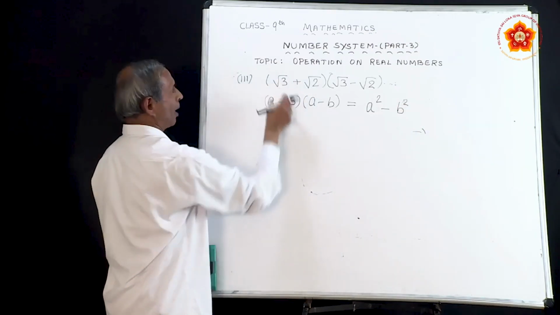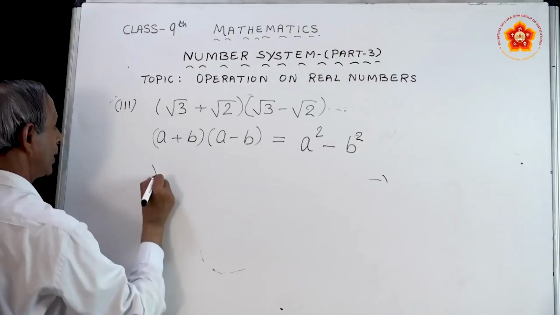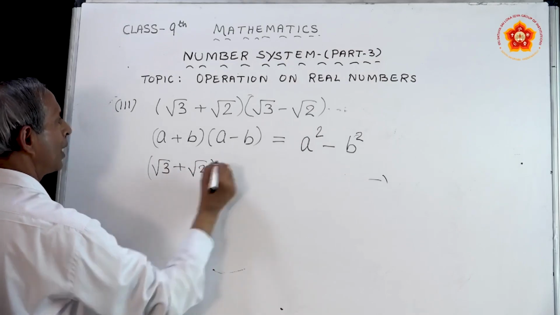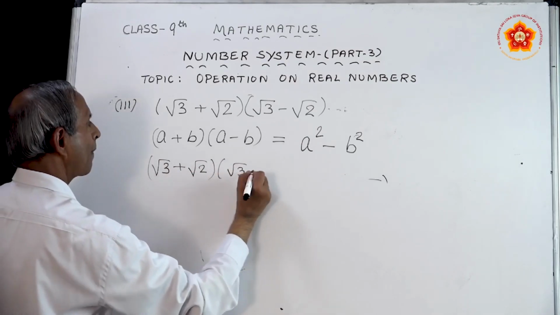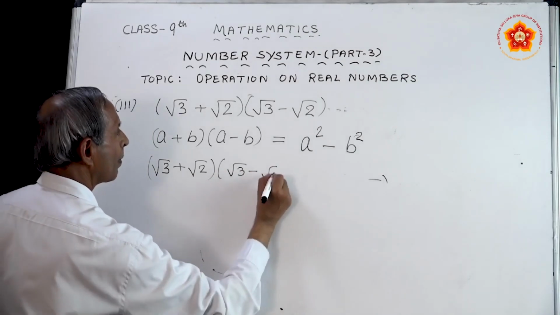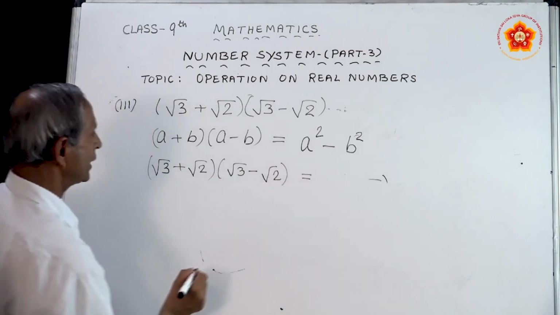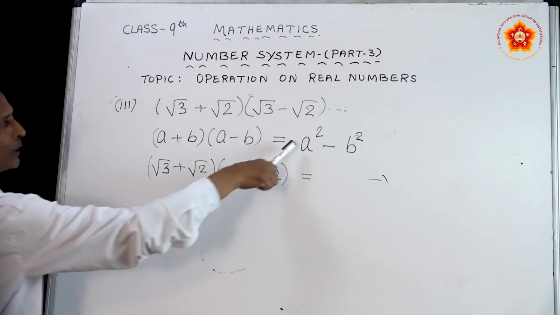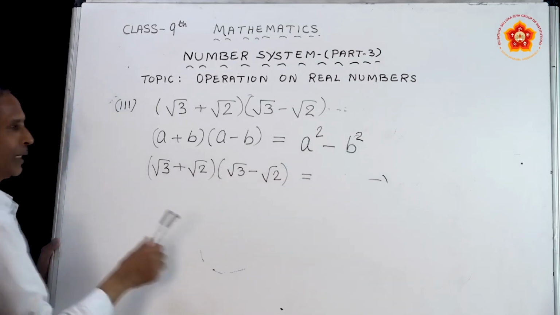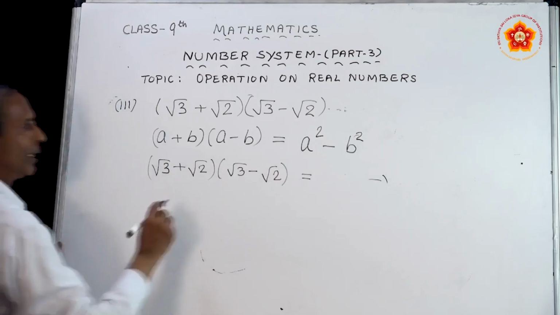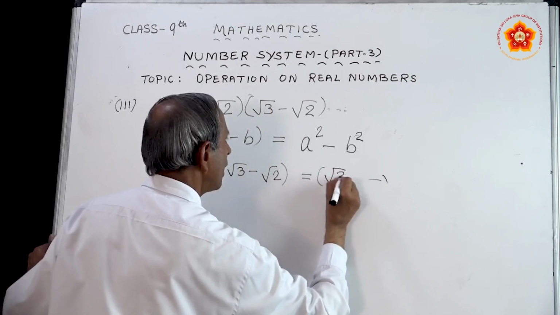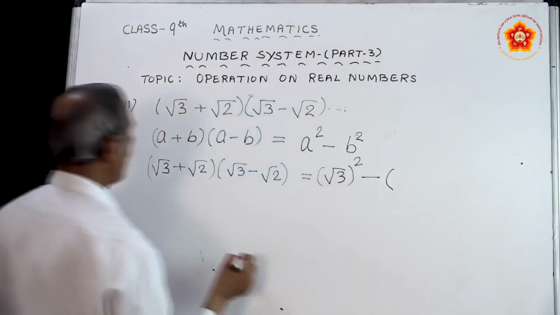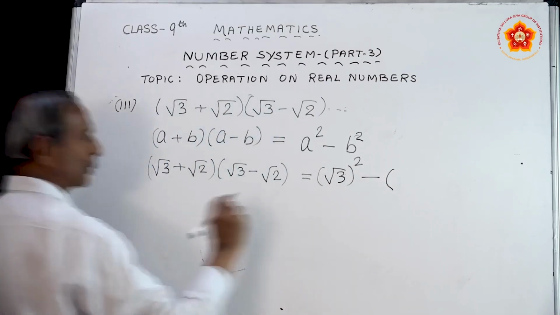Now substitute the given problem in this formula. You will get square root of 3 plus square root of 2, multiplied by square root of 3 minus square root of 2. Now this is in the form of (a plus b)(a minus b), so the result will be a square minus b square. Here a value is square root of 3, therefore write square root of 3 squared, minus b value root 2, squared.